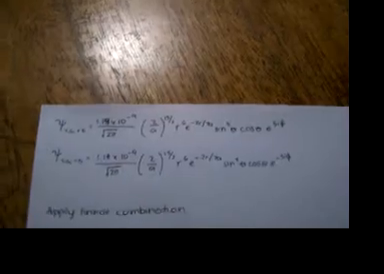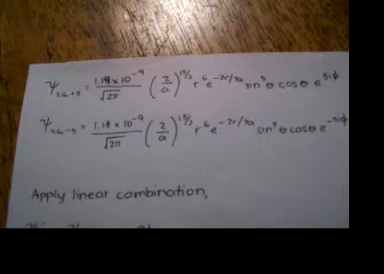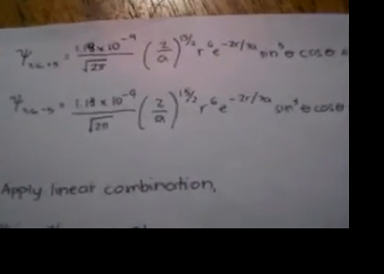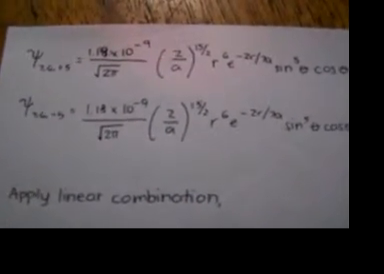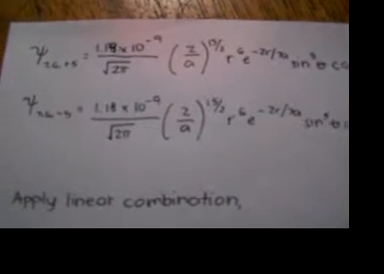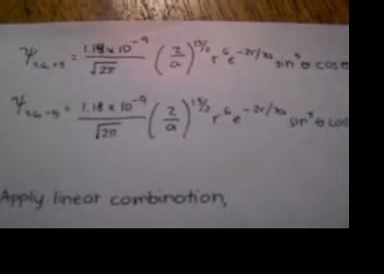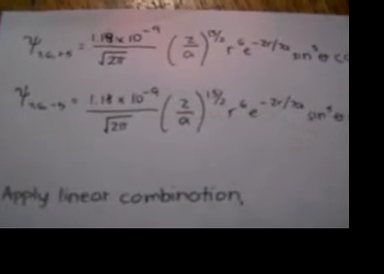After that, we know that the phi function, in particular the e raised to i m phi, is a complex function. So in order to simplify it, we need to linearly combine the two wave functions. What I just did, you've probably noticed, is that the numerical coefficients are combined together. If they're combined together, we'll have 1.18 times 10 raised to negative 9. So here it is.